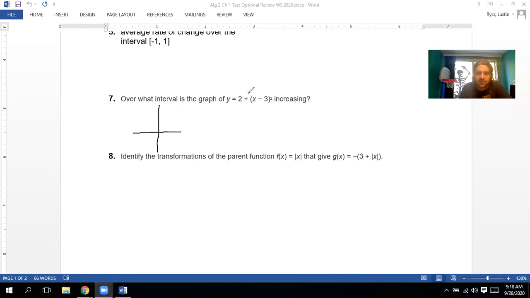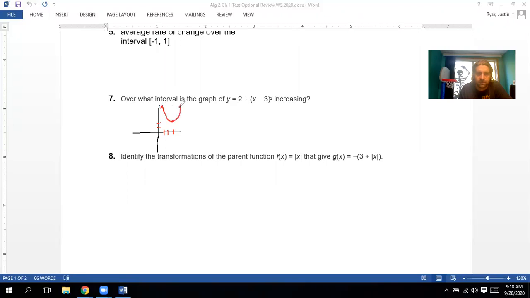Now this 2 is technically on the outside, so it's going to be up 2, and then -3 means it's going to go to the right 3. So something inside the parentheses tells you left or right, outside tells you up or down. So really this is a U shape that's to the right 3 and up 2.